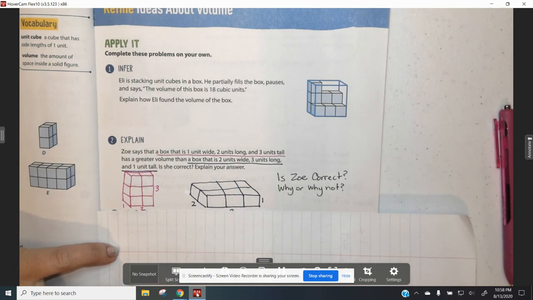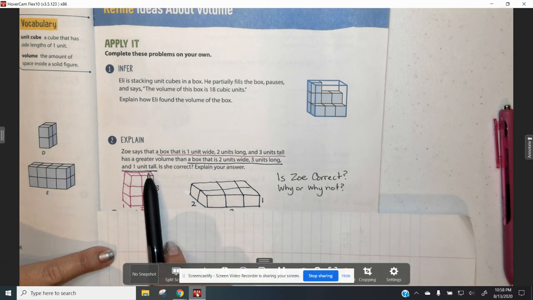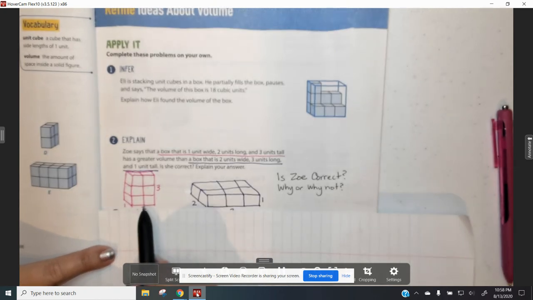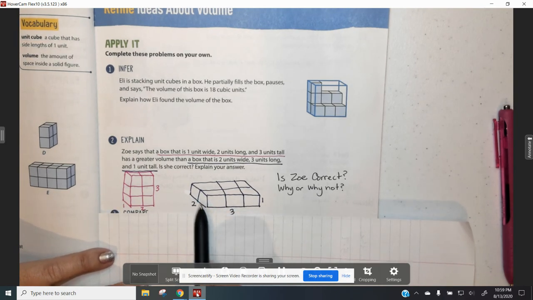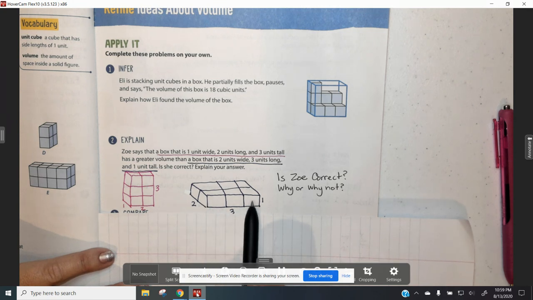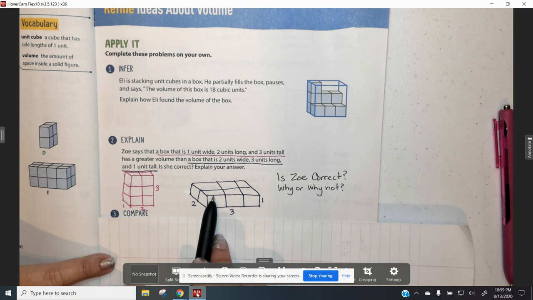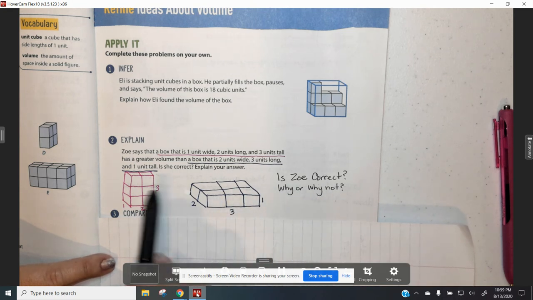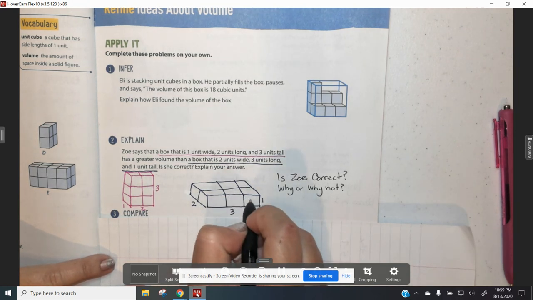Zoe says that a box that is 1 unit wide, 2 units long, and 3 units tall has a greater volume than a box that is 2 units wide, 3 units long, and 1 unit tall. So what I would do is find the volume of each of these boxes to see, is Zoe correct? Why or why not? So I want you to tell me here, does this figure here have a greater volume than this figure here? Assuming that each of these is 1 cubic unit.